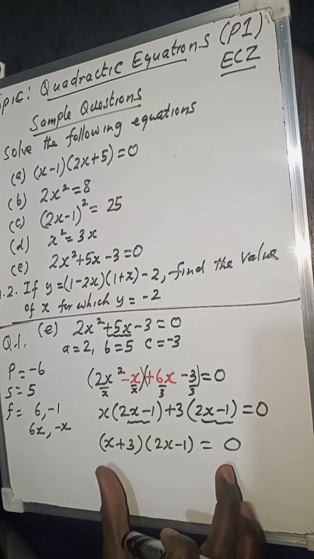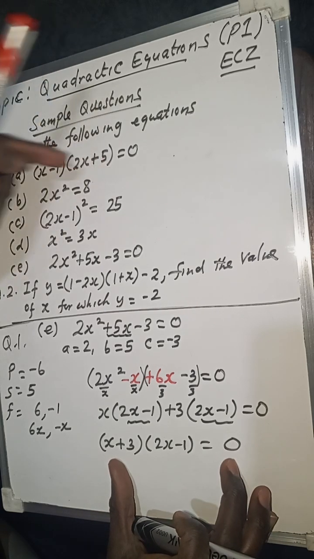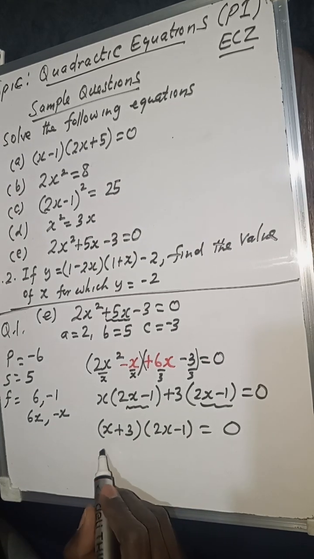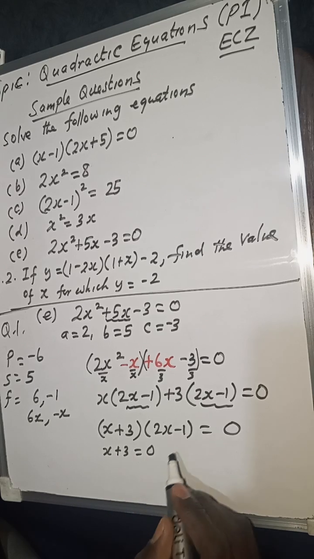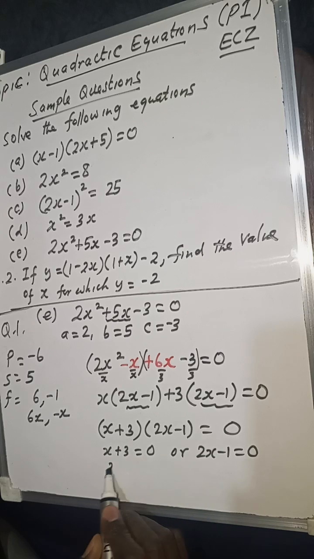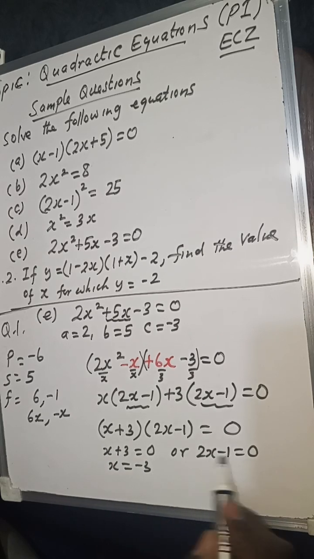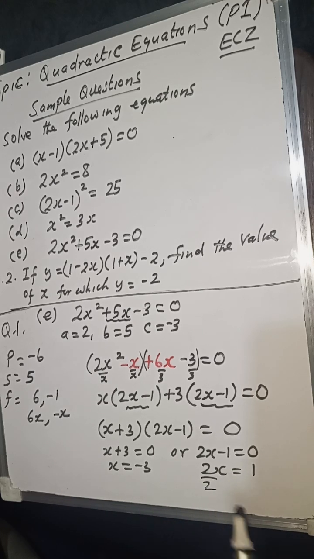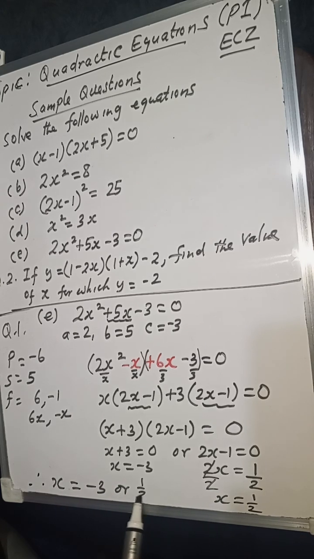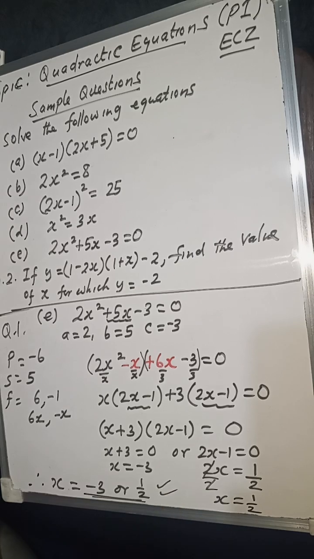If you notice, this stage that we have reached is like the first stage that we were given to solve. So now we just need to equate each bracket to 0. So it is going to be x plus 3 is equal to 0, or 2x minus 1 is equal to 0. When it goes that side, x is equal to negative 3. This one, when it goes that side, will be 2x is equal to positive 1. To find x, I'll divide by 2, and what I do this side, I'll do the other side. So x is equal to 1 over 2. Therefore, x can either be negative 3 or a half. These are your solutions that I wanted you to have.